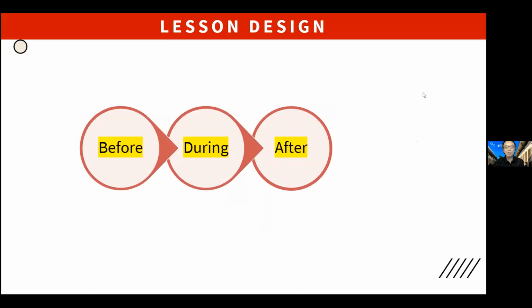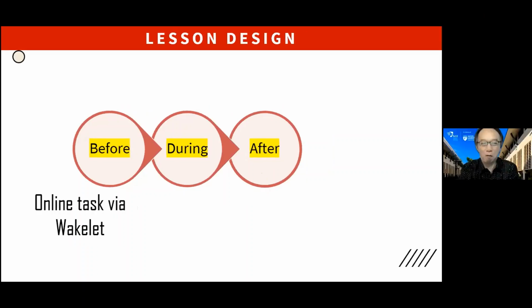The before time essentially is about giving students something to think about before they come to class. This is where technology becomes very useful. I'm using an online application called Wakelet. A Wakelet is like a wallet. It's a digital wallet. You can put things in the wallet. You can share the wallet with other people as well. Of course, in real life, you don't want to share your wallet with other people, but this is a digital, virtual wallet, so that's okay.